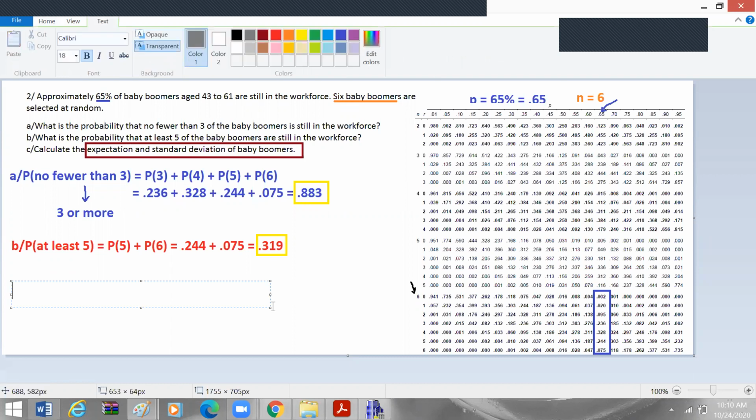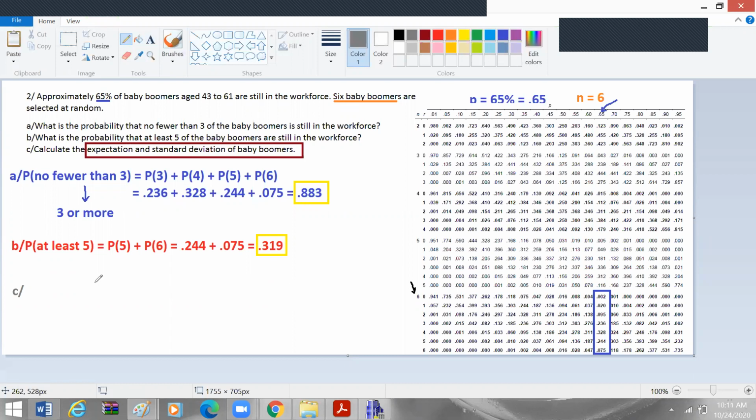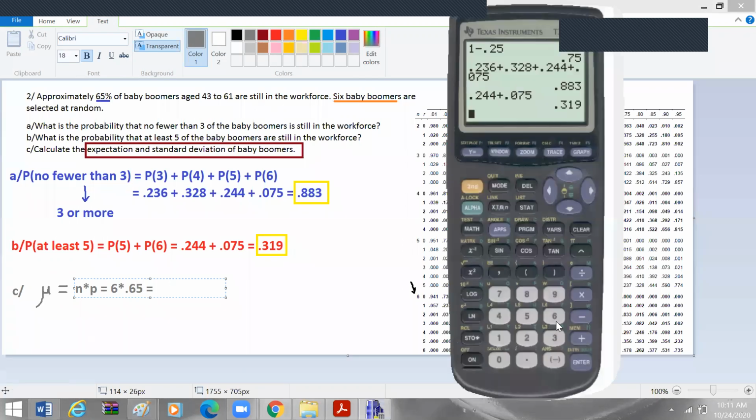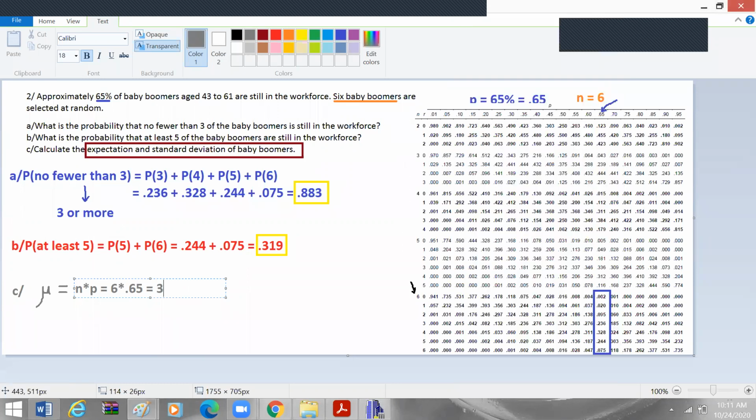I'm going to use a different marker for that, just so we can distinguish what we are working on. So for C, we're going to put in the mean first. The mean will be n times p. There's no arguing about that. So n equals 6, and p equals, remember, p has to be given from the questions at the very beginning. So that'll be 6 times 0.65. We're going to do it on a calculator: 6 times 0.65, and the answer for that is 3.9, right?